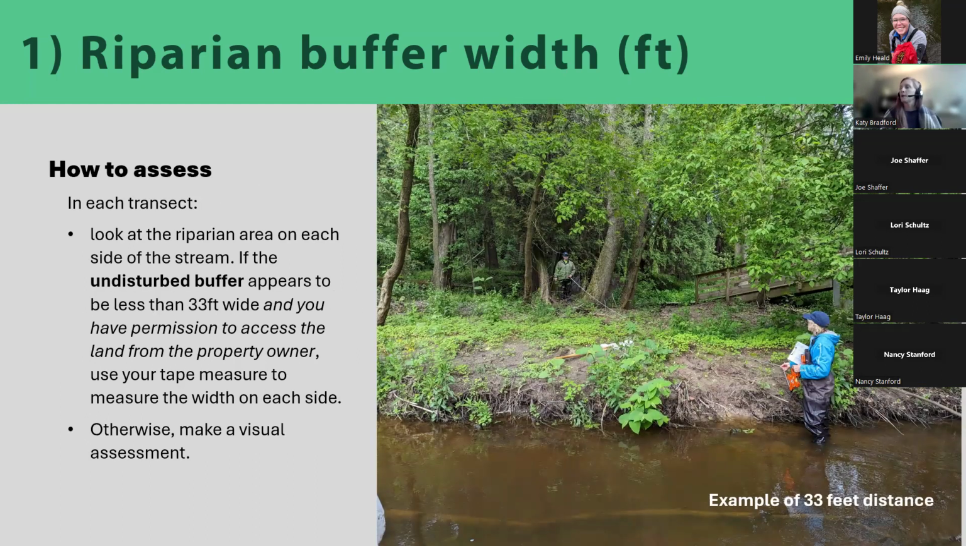So to measure our riparian buffer width, what we're going to do is in each transect, we're going to look at the riparian buffer on each side. And if it's not private land, if it's public land, or if you have the permission of the landowner, you can actually measure the buffer. We're looking for the buffer being at least 33 feet wide is excellent on both sides. And so here in this picture, Emily and a volunteer are showing what 33 feet looks like.